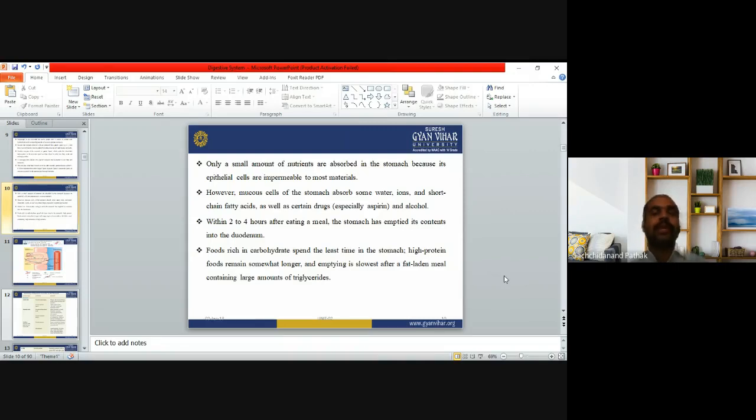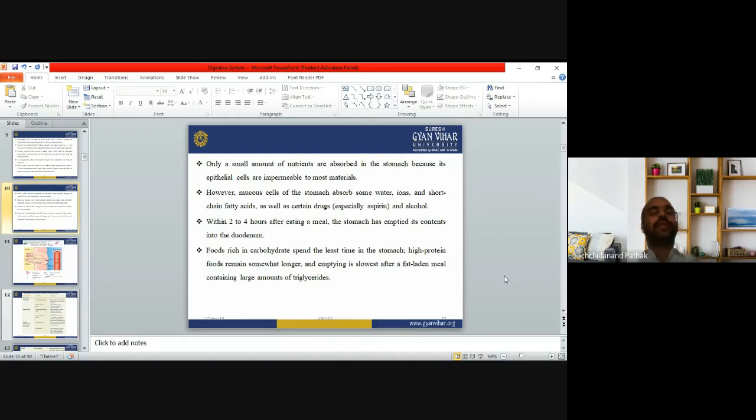Epithelial cells are impermeable to most of the material, so it cannot be absorbed. However, the mucous cells of the stomach absorb some water, ions, short chain fatty acids, as well as certain drugs and alcohol. Within 2 to 4 hours after eating a meal, the stomach has emptied its content into the duodenum.